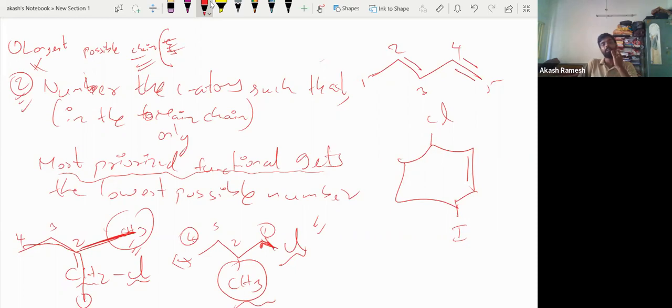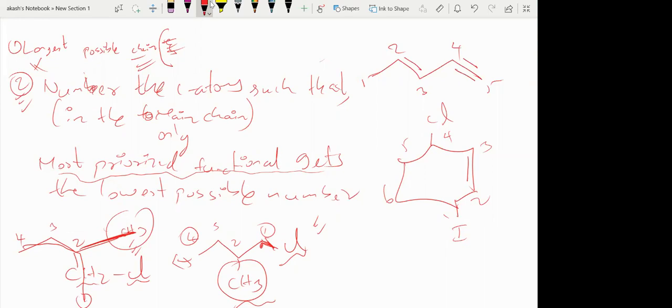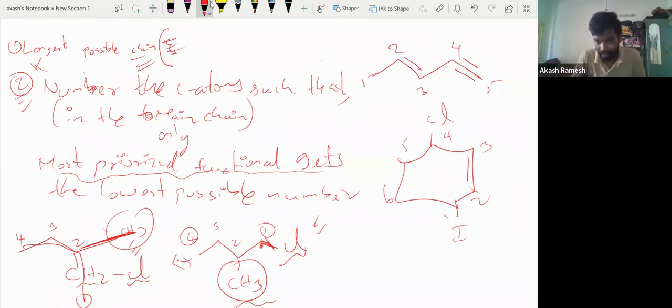Okay, I hope the numbering is done. Right, the numbering is like this: 1, 2, 3, 4, 5, 6. Correct? Not correct? Not correct, sir. Okay, fine. So it is not correct, obviously.